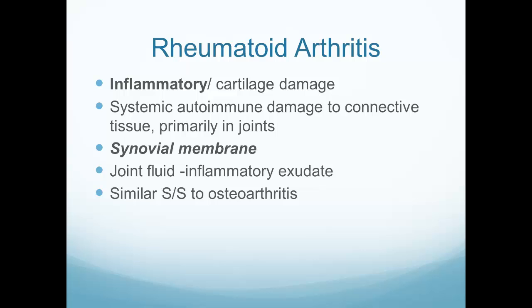In rheumatoid arthritis, we have an inflammatory condition occurring. It's a systemic autoimmune damage that occurs in the connective tissue, which is primarily in the joints, and it's going to attack that synovial membrane. The joint fluid becomes inflamed, and we have similar signs and symptoms to what we see with osteoarthritis.